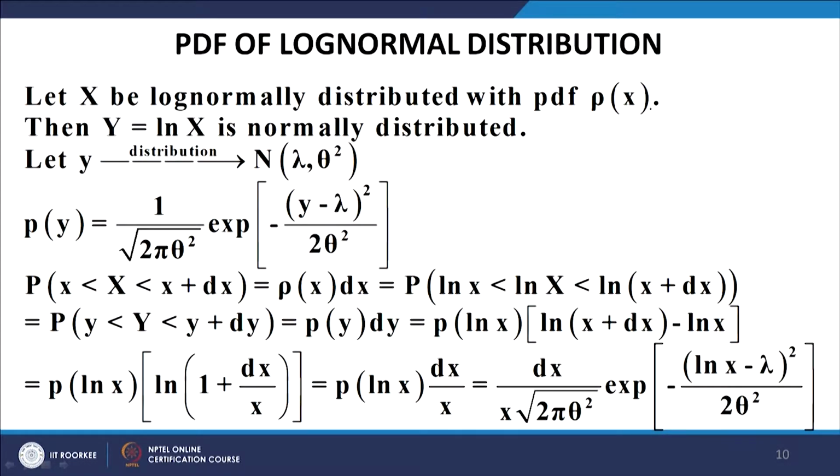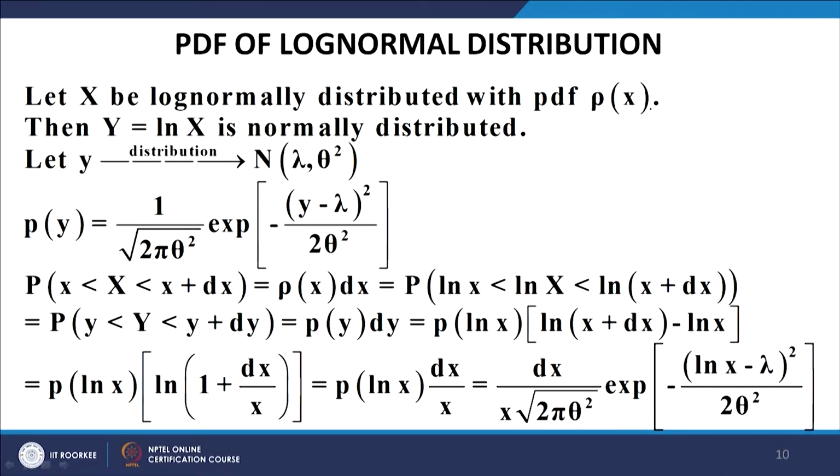So, if x is log normally distributed with probability density function rho of x, then let y equal to log x, then y is normally distributed. X is log normally distributed means log of x is normally distributed. I repeat, if x is log normally distributed, then log of x is normally distributed. So, log of x we are writing as y. So, y is normally distributed.